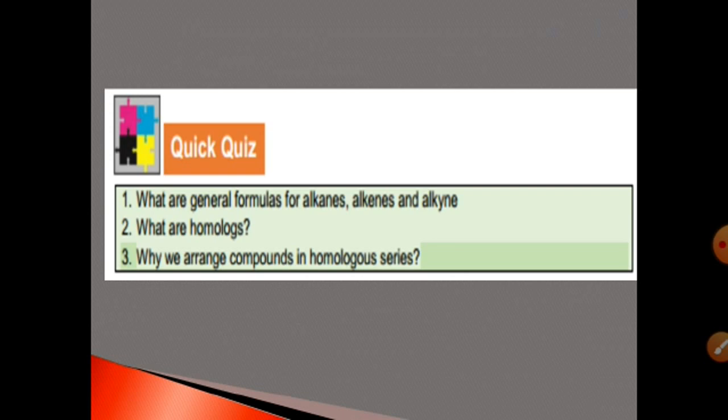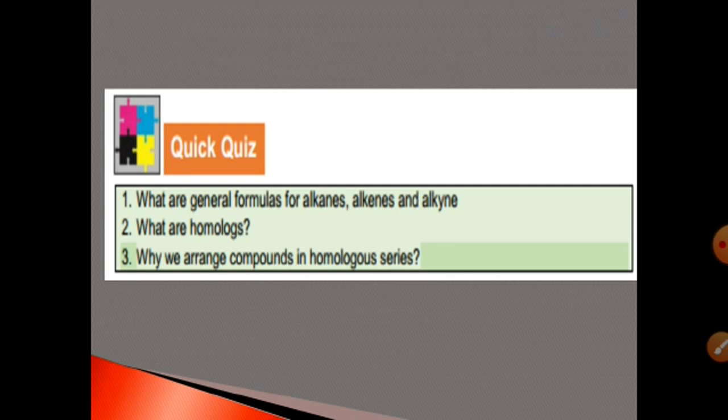Dear students, please open your book in front of you. Here is a quick quiz related to our previous lecture. What are the general formulas for alkanes, alkenes and alkynes? What are homologues? Why do we arrange compounds in homologous series?